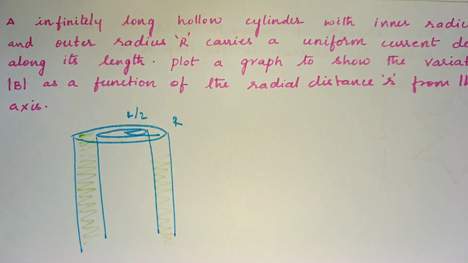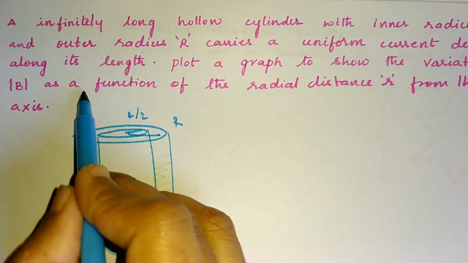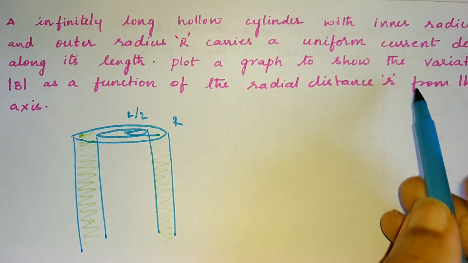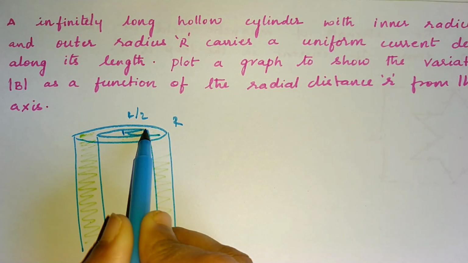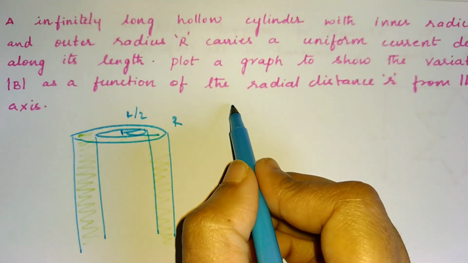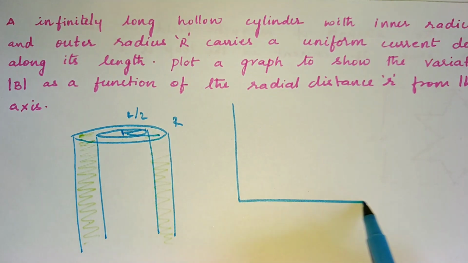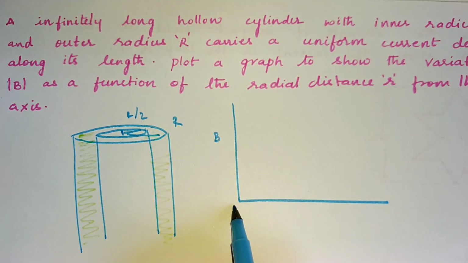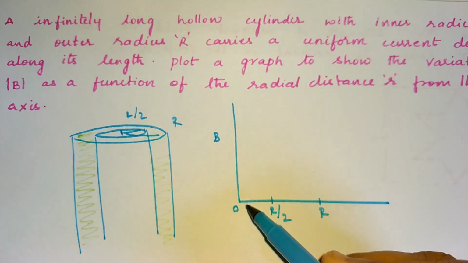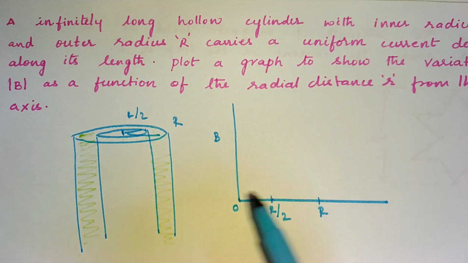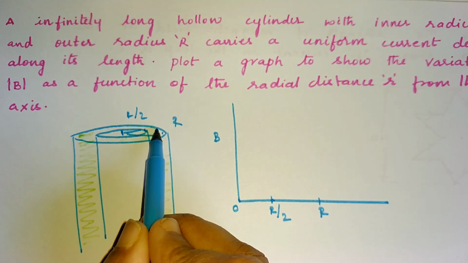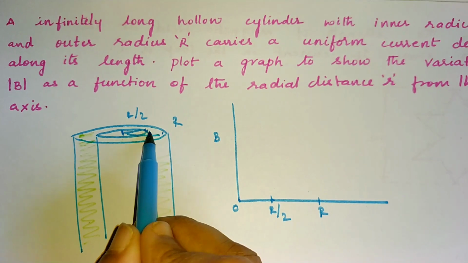Then for this arrangement, they are asking you to find a graph which shows the variation of the magnitude of magnetic field with distance from center. See, when you move from center to r by 2, there is no current from 0 to r by 2. Since there is no current, there is no field from 0 to r by 2. But once you come out from r by 2 till r, it is enclosing the current. As you go away and away, current is increasing.